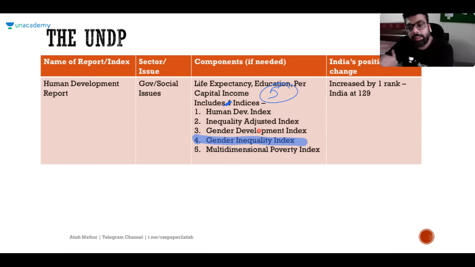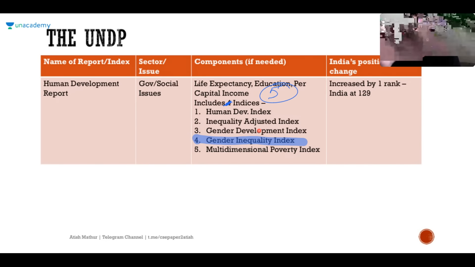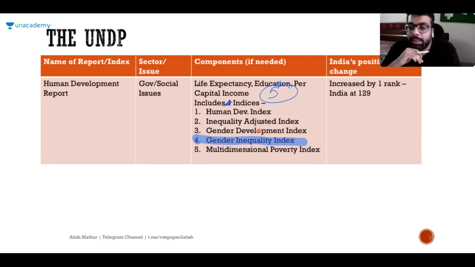Now, this has been in the news recently, largely because India has grown by just about one rank. So it's not a major development, though in India, we make it seem like it's a big development. It's currently at 129. So it has increased from 129 to 128.